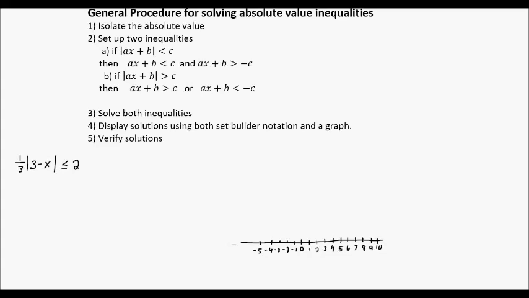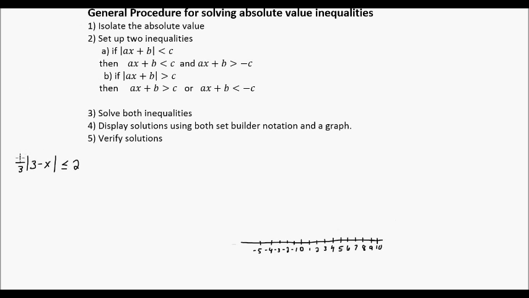Okay, let's look at the general procedure for solving absolute value inequalities. I've listed the procedure above, and I'm just going to do it by an example here. So we're looking at an example: 1/3 times the absolute value of 3 minus x is less than or equal to 2. Alright, so the first step is to isolate the absolute value.